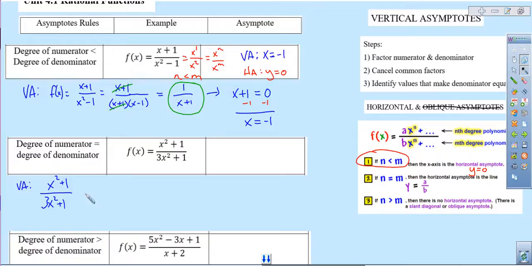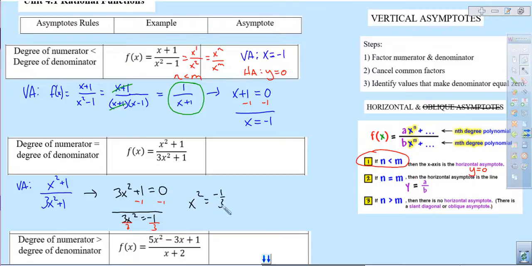So when I look at this, I take my denominator, my 3x squared plus 1, I set it equal to 0, and I start solving it. So minus 1, minus 1, so 3x squared equals negative 1, divide by 3, and so I get x squared is equal to negative 1/3. Okay, we have our square root method, so we square root, we get x is equal to a positive or negative square root of negative 1/3.